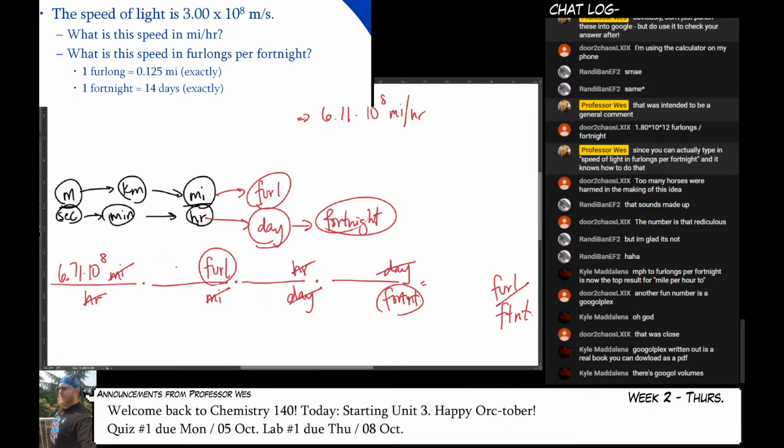So there is 0.125 miles per furlong, 24 hours per day, and 14 days per fortnight. And I get 1.80 times 10 to the 12 furlongs per fortnight. There you go. 3 sig figs because the numbers we used had 3. The other ones were exact.